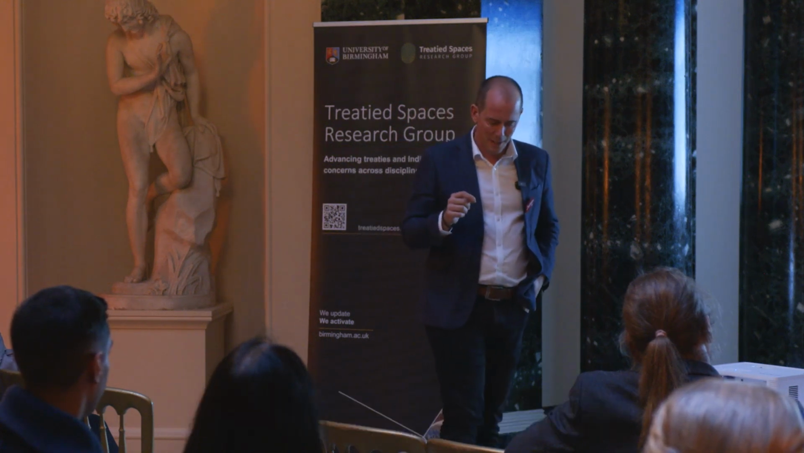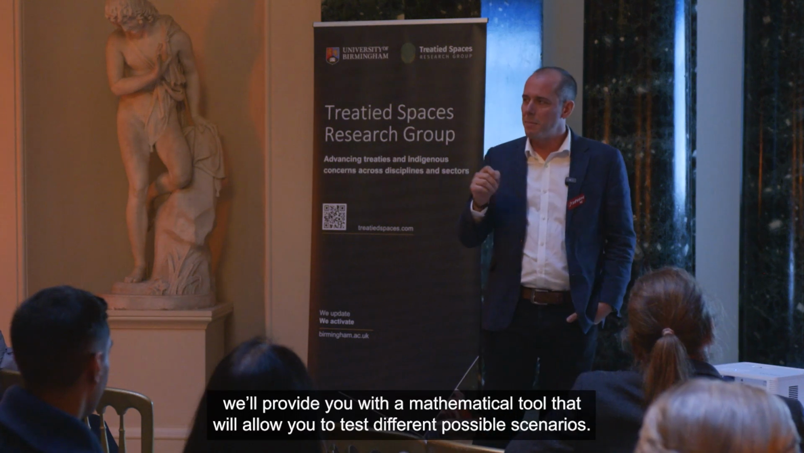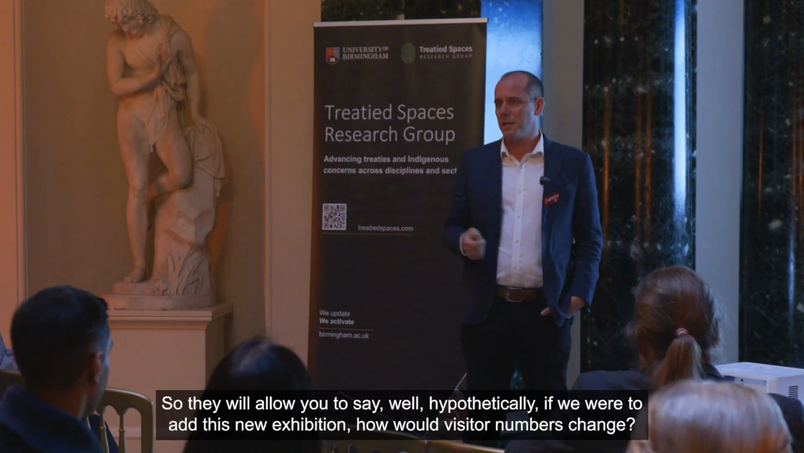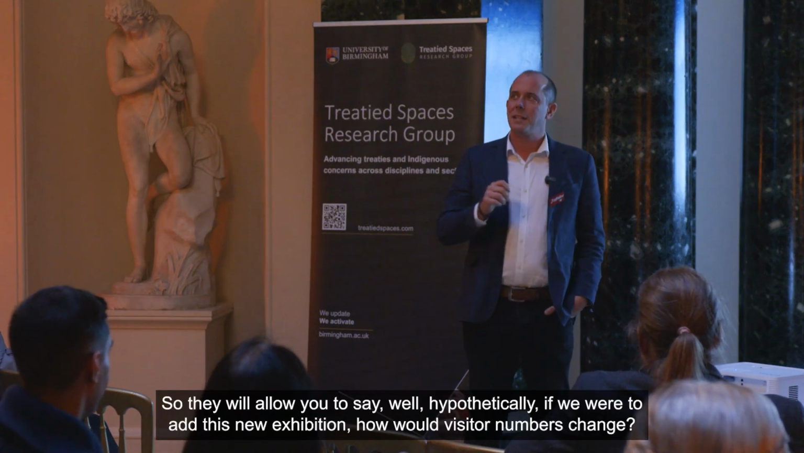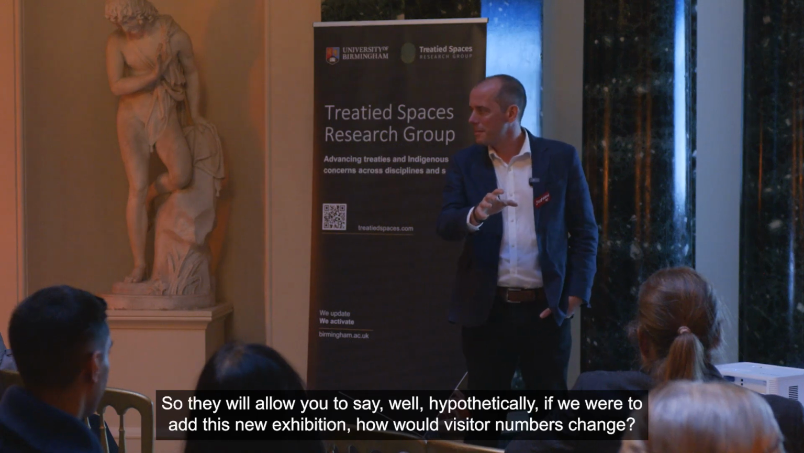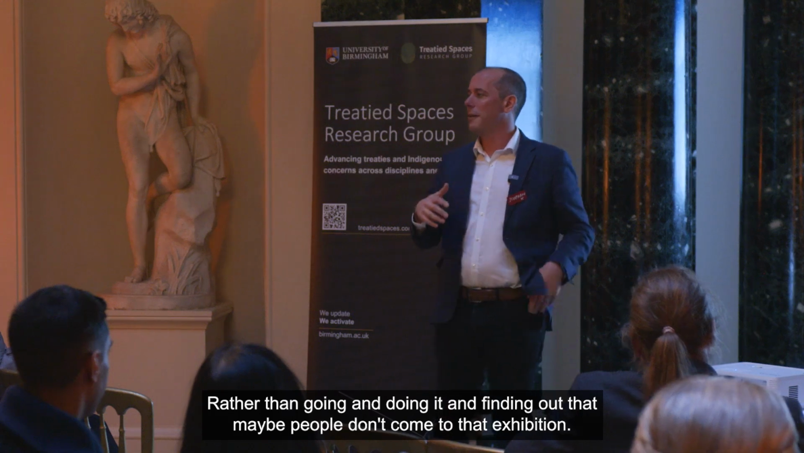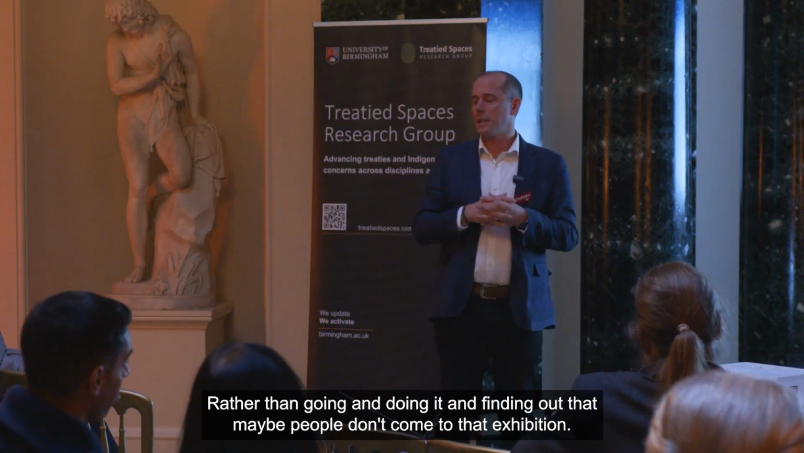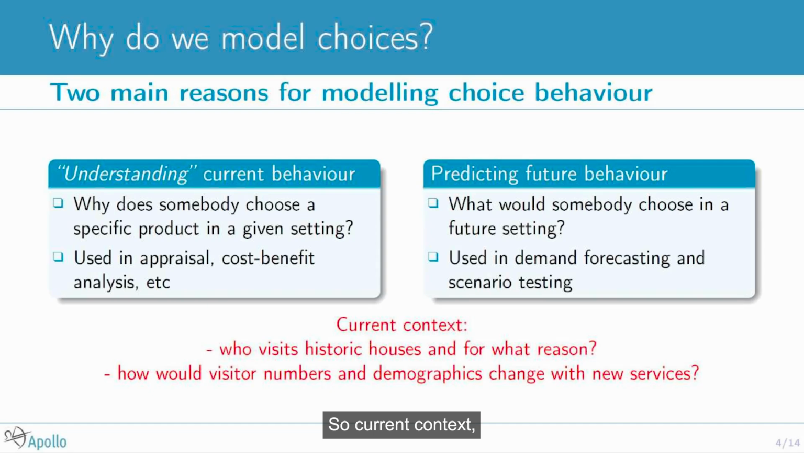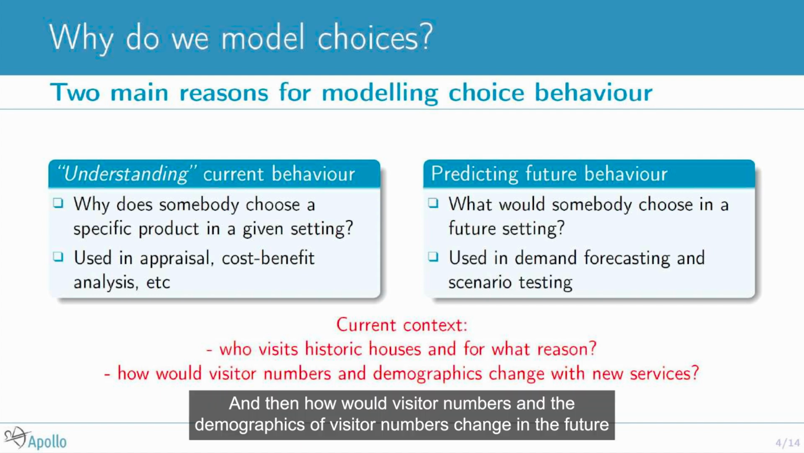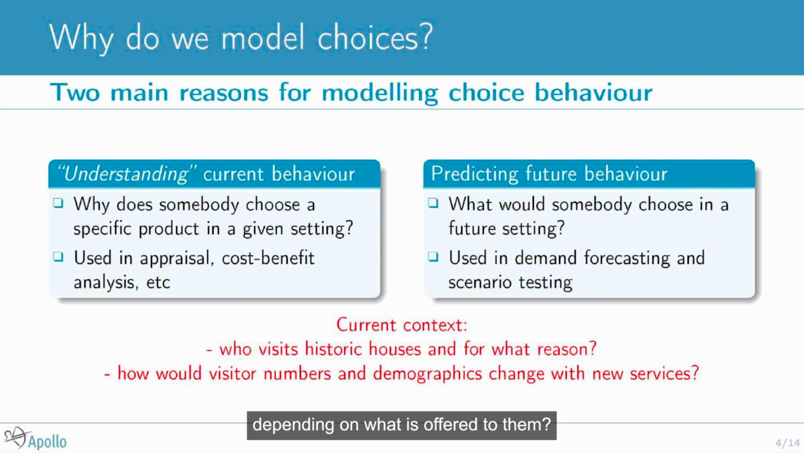The important point there is that we'll provide you with a mathematical tool that will allow you to test different possible scenarios. That will allow you to say, hypothetically, if we were to add this new exhibition, how would visitor numbers change? Rather than going and doing it and finding out that maybe people don't come to that exhibition. So in the current context, understanding current behavior would be understanding who visits and who doesn't visit and for what reason. And then how would visitor numbers and the demographics of visitors change in the future depending on what is offered to them.